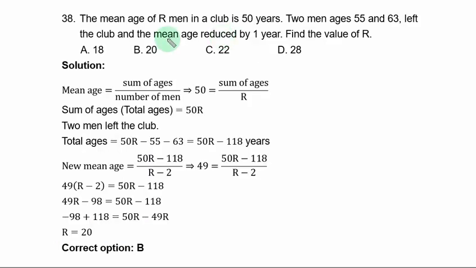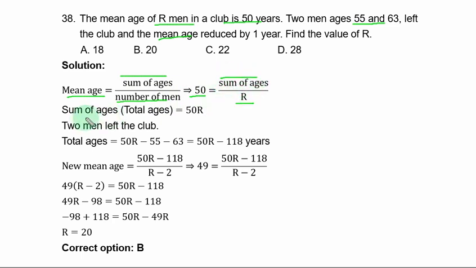Question 38. The mean age of n men in a club is 50 years. Two men ages 55 and 63 left the club, and the mean age reduced by 1 year. Find the value of n. From the first statement, mean age is equal to sum of ages over number of men. The mean age is 50, sum of ages unknown over n.